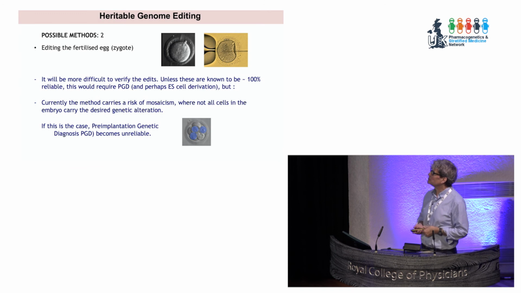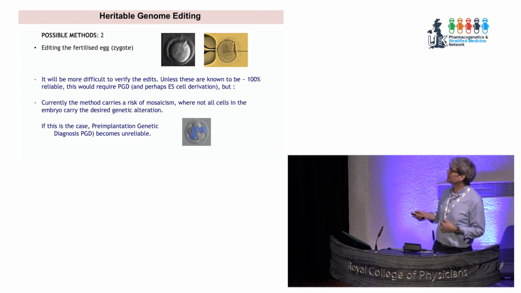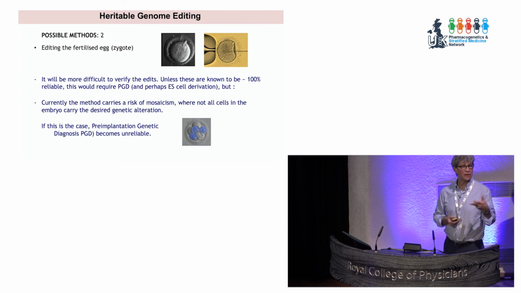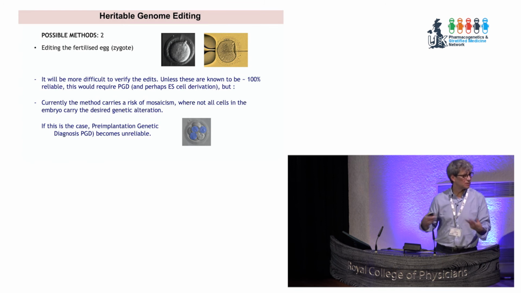The other main route is by editing the fertilized egg. And we have a big problem here in that it's going to be much more difficult to verify whether you have the correct edit and no other edits that you don't want. Unless it's known that the method is about 100% reliable, you can't rely on something like pre-implantation genetic diagnosis because you don't know which cell you're taking from the embryo. Is it one that's got the correct edits or not? So there's a huge problem.